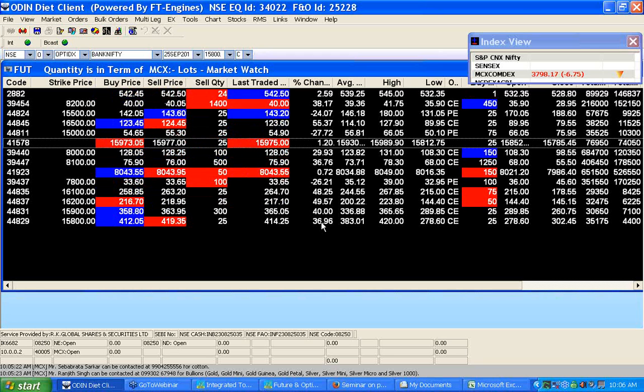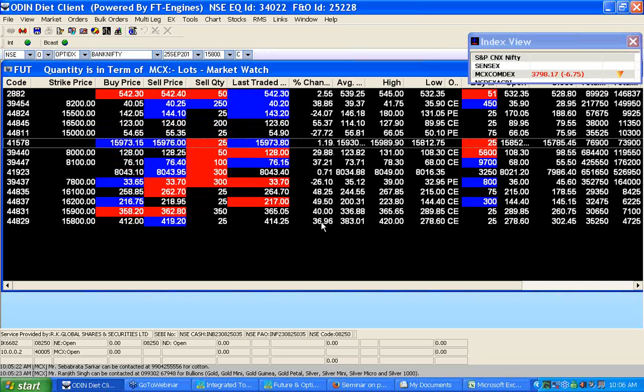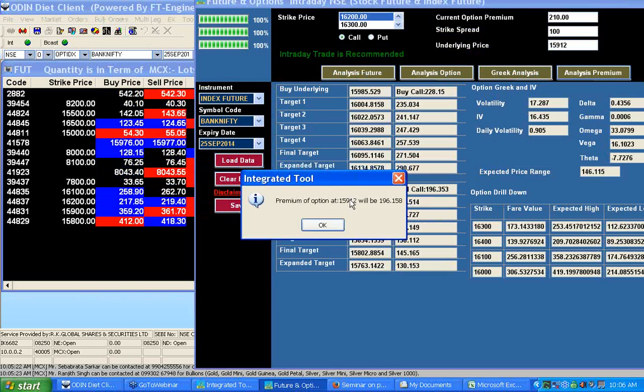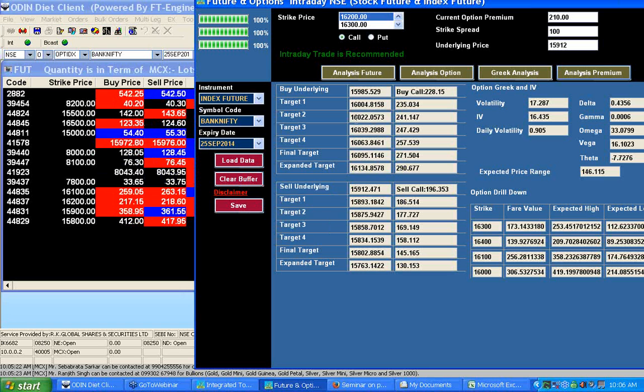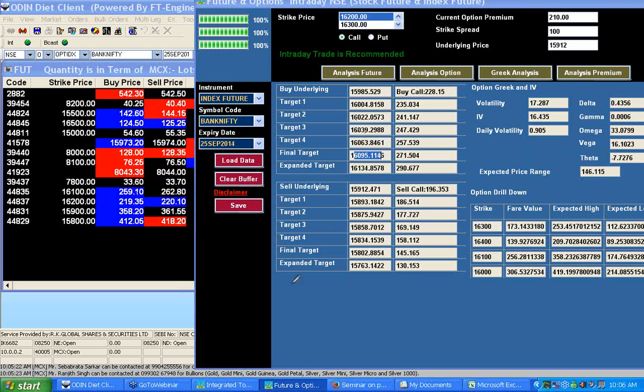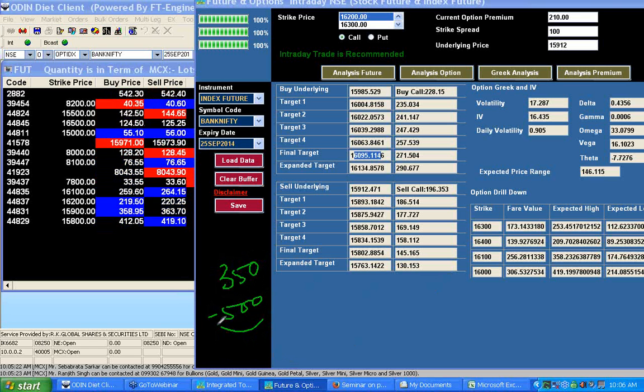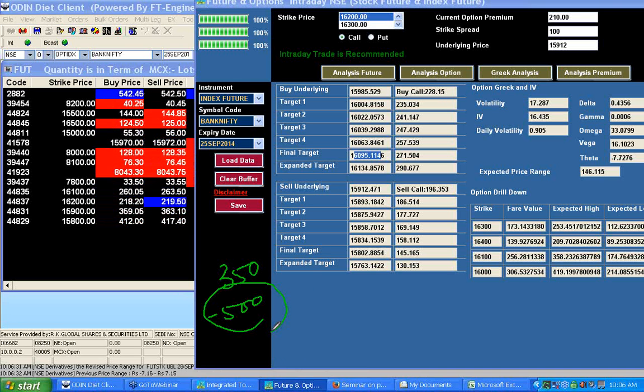If it is going to some 16,000 to 16,022 or any of these levels by day end, then I'll be having only 350 rupees as a profit, and in fact if I'm losing, I'll be losing 500. So it might not be viable for me in this particular situation, because 500 to 350 is not a risk reward of 1:1.